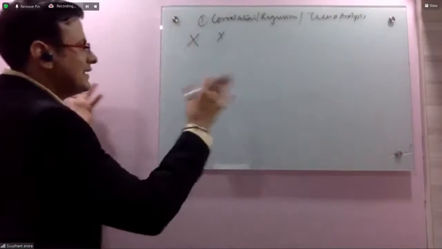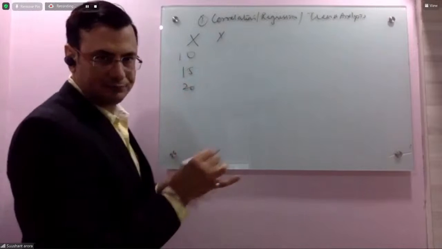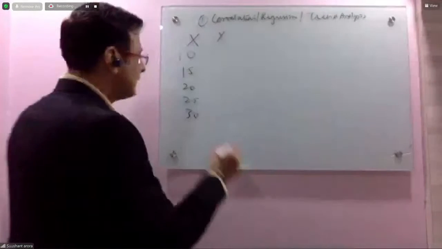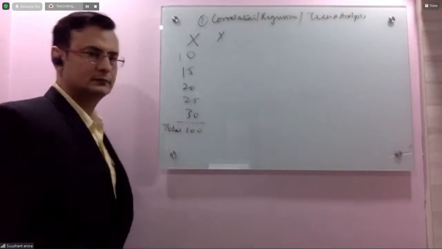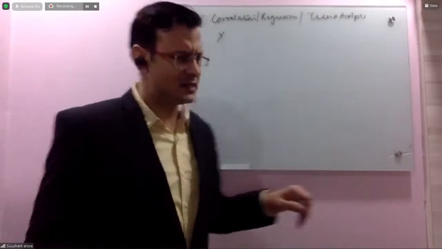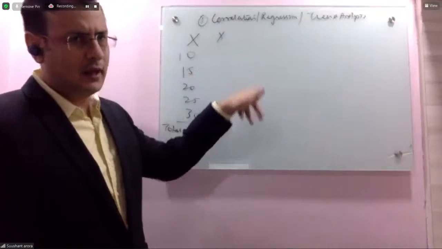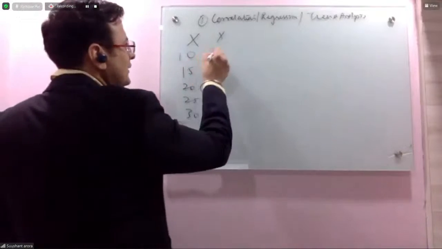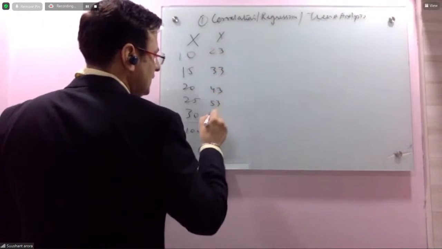Okay, so let's take very arbitrary figures. Let's say X is 10, 15, 20, 25, and 30. Luckily the total shall be 100. Let's take Y. Let me take those figures which will be a little correlated. Let's say 23, 33, 43, 53, 63.